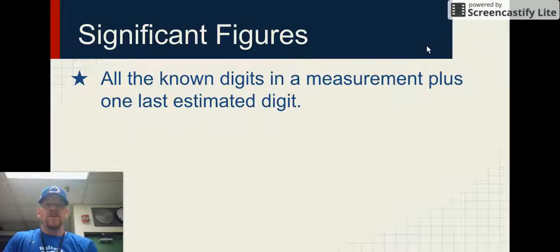So first of all, first page right here, definition: all the known digits in a measurement plus that one last estimated digit. Now, what makes it known? A known digit is one that we have lines for on the device that we're using to measure. So for example, with any centimeter meter stick or centimeter ruler that we use, the last line is for a tenth of a centimeter. So that means you would know every number up to a tenth of a centimeter. And that means that you would need to estimate that one last digit to be a hundredth of a centimeter.